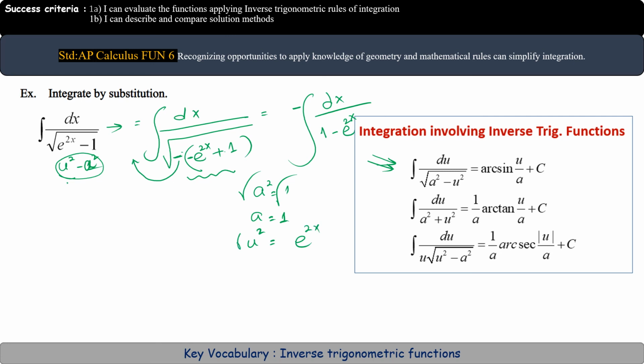Now how can I take the square root of this? I know that a radical or square root has a power of half. So e to the power 2x and the radical has a power of half. This half and this 2 cancel. So u equals e to the power x. So simple. Now you can just apply the formula. So you will write sine inverse. U is e to the power x and a is 1. No need to write plus c.